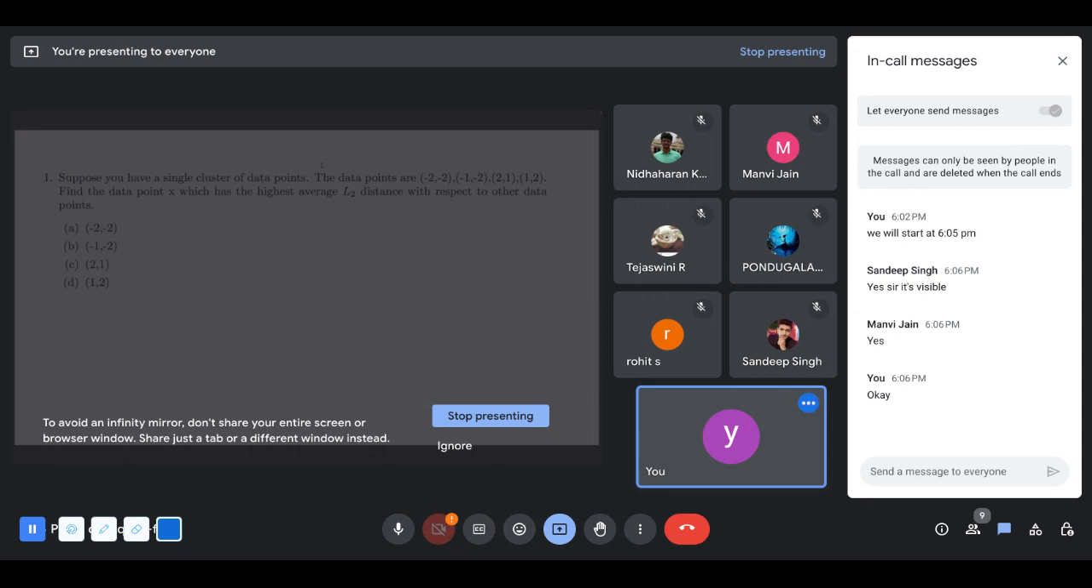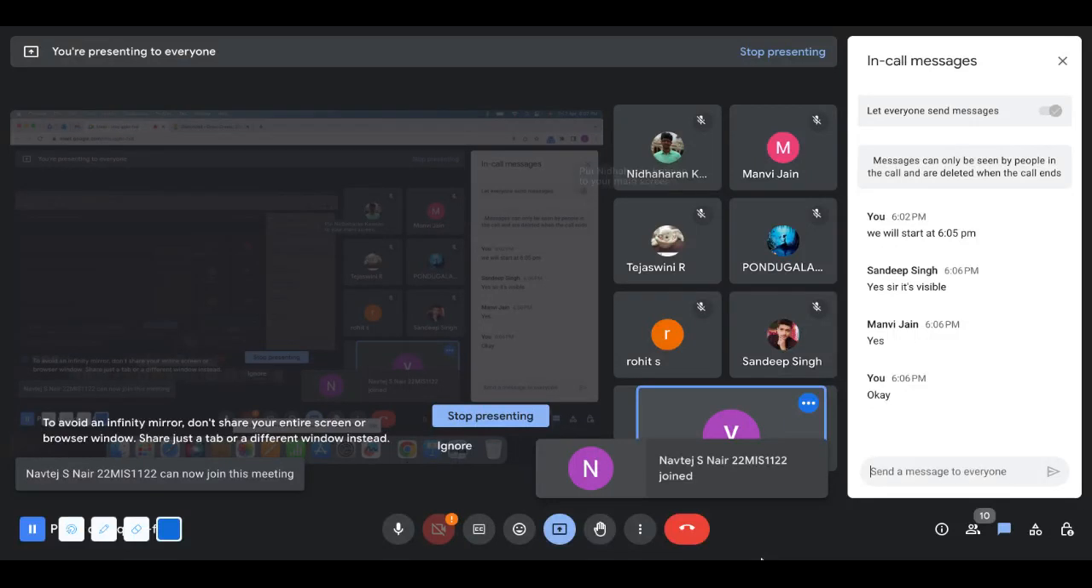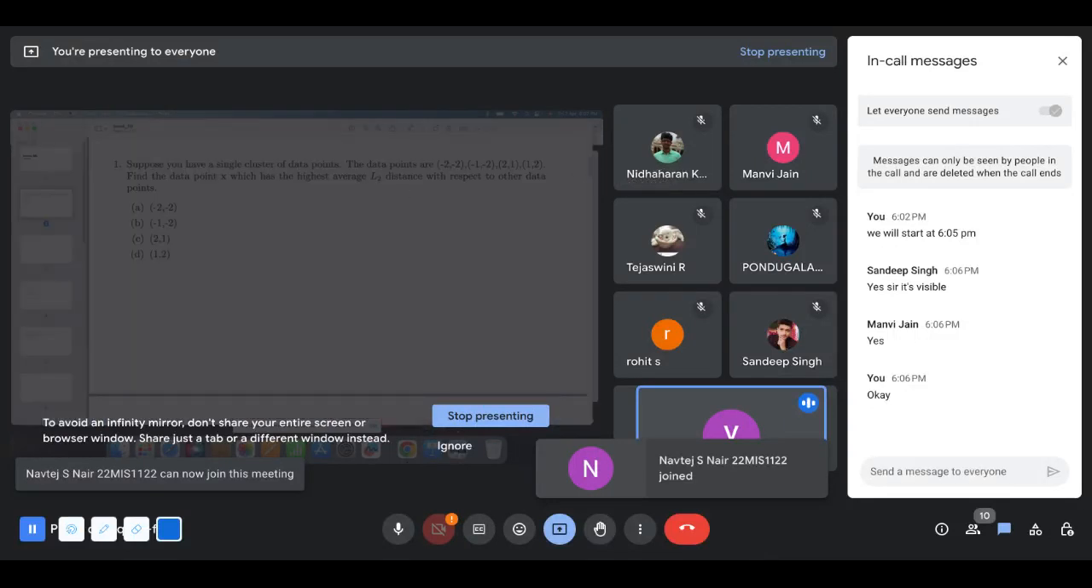I will go over the k-means clustering algorithm once before solving some more problems in that. So this is just a precursor problem. These are the data points given: minus 2 comma 2, 1 comma minus 2, 2 comma 1, and 1 comma 2. We have to find the data point x which has the highest average distance with respect to other data points.